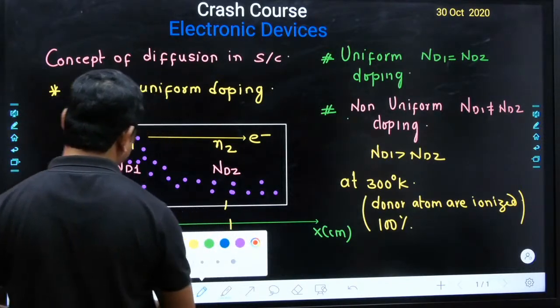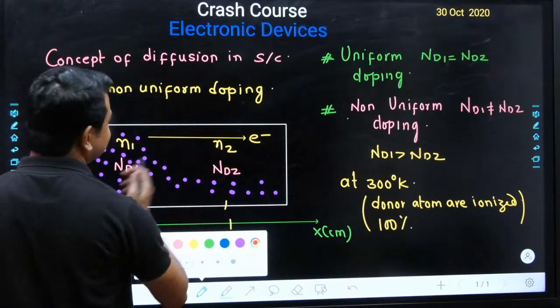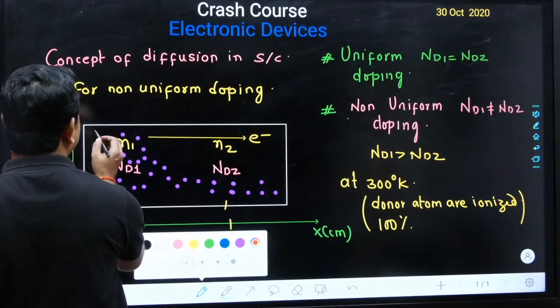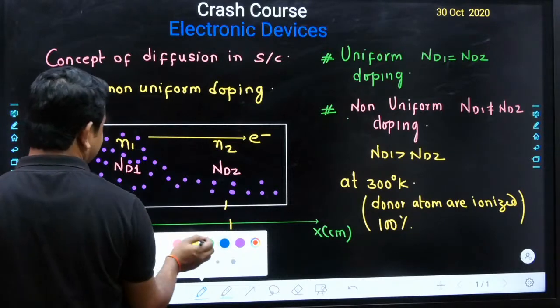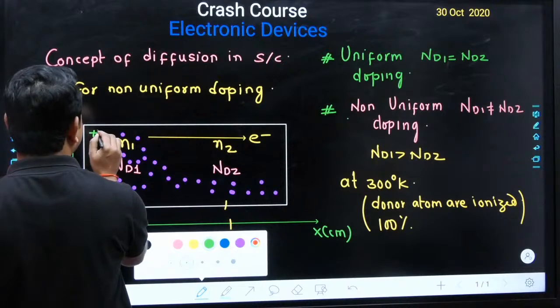Okay. So, what will happen? If the electrons are moving from this side, then definitely we have some ions present on the other side, and these ions definitely have a positive charge.